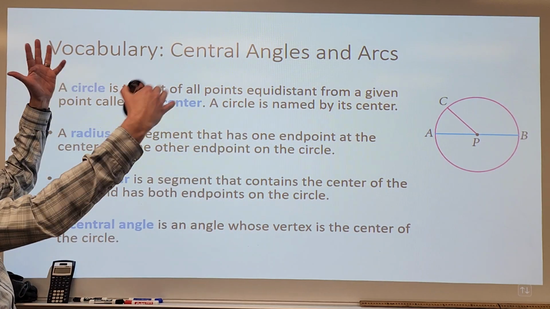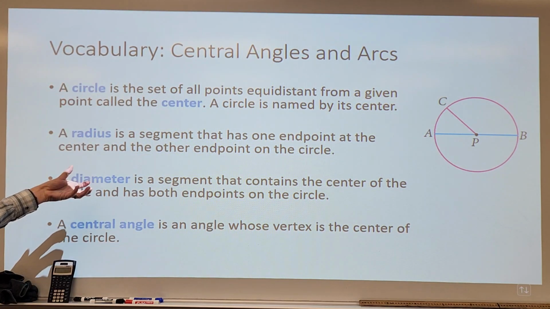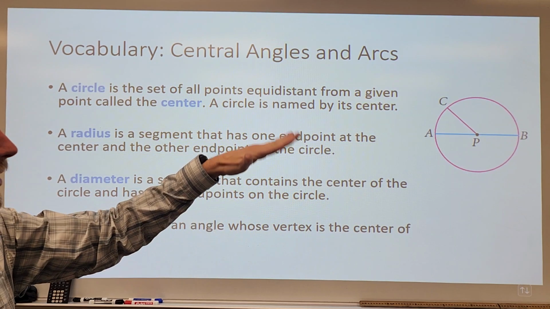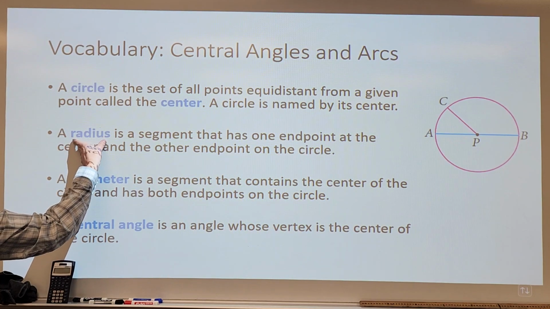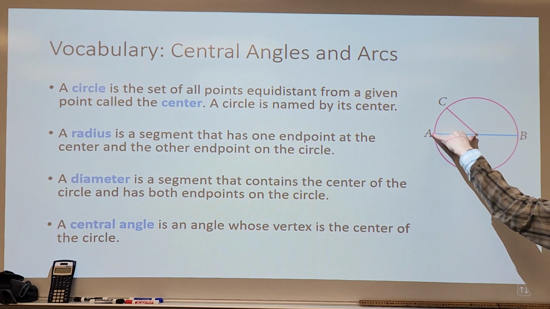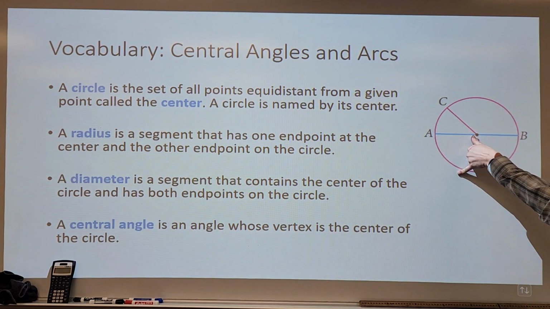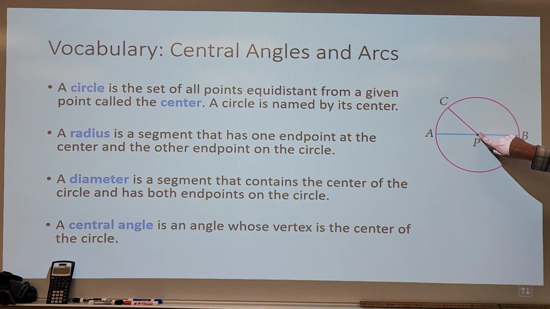So a circle, you know what it is functionally. Here's what it is formally. It's the set of all the points that are equidistant from a given center. That distance, that segment that is that distance, is the radius, right? That distance from the center is uniform throughout the entire circle. And the radius has an endpoint on the circle and an endpoint at the center.